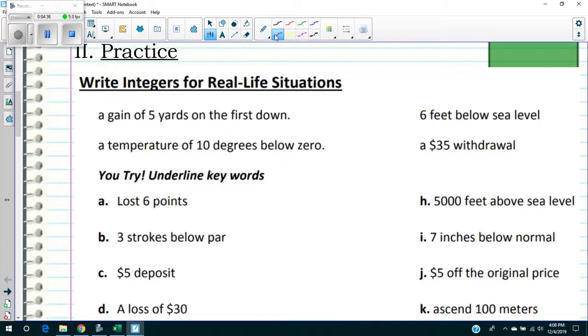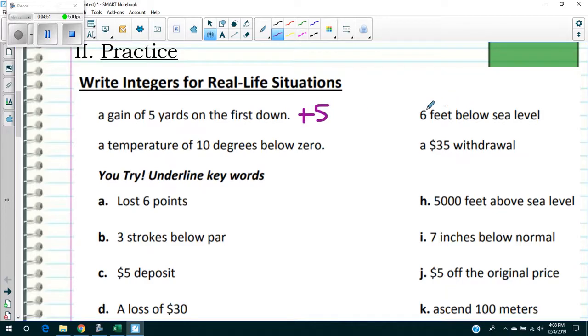Let's see, a gain of 5 yards. So write integers for real life situations. Gain of 5 yards on the first down. What do you think that would be? It's going to be a 5. I mean, you're not going to write some other number, right? Positive or negative? That's right, positive 5. Or you can just write 5.